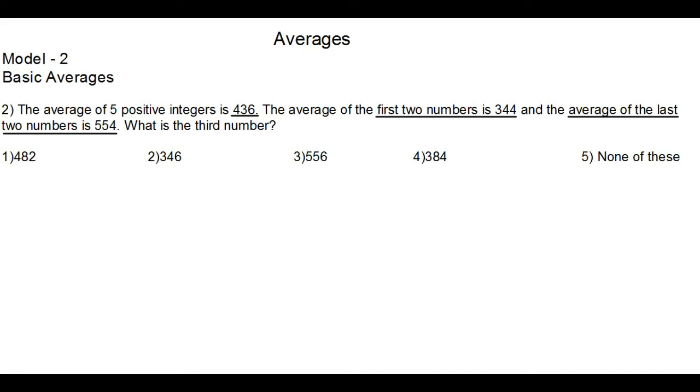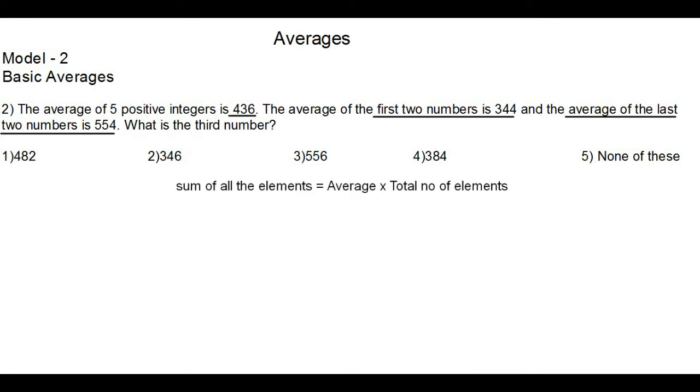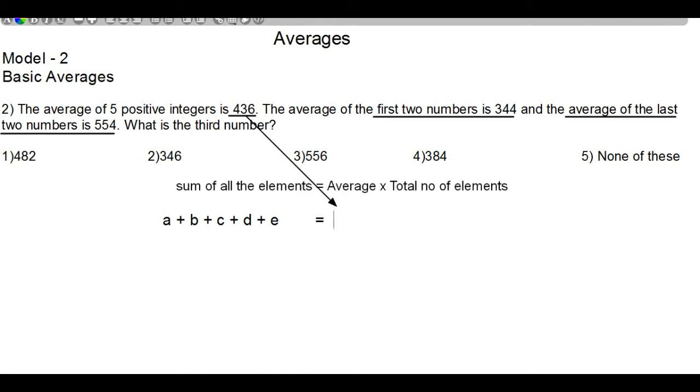Let us look at the first point here. The average of 5 positive integers is 436. We know that when the average is given to us, we can find out the sum as average into the number of elements. So the sum of the 5 numbers, assuming they are A plus B plus C plus D plus E, is average 436 into the number of elements, that is 5, which is equal to 2180.